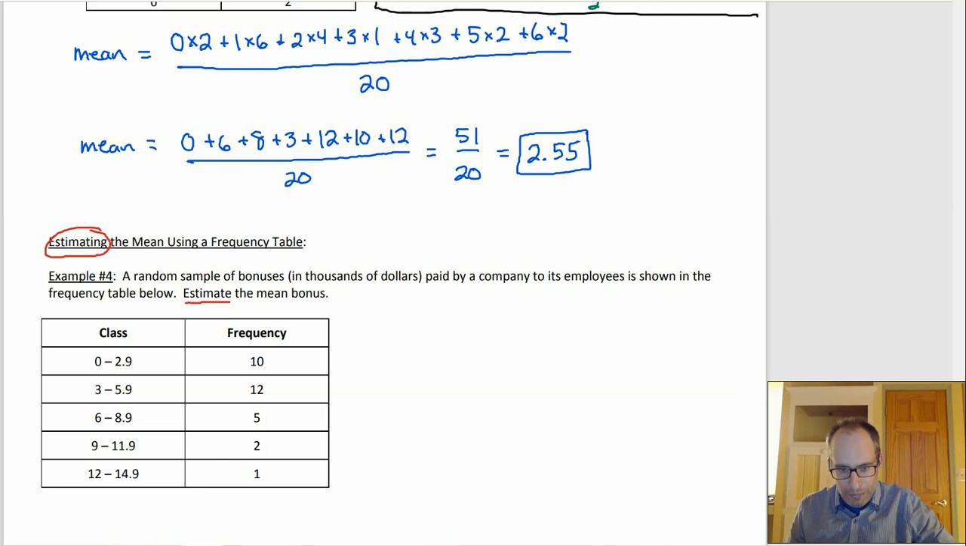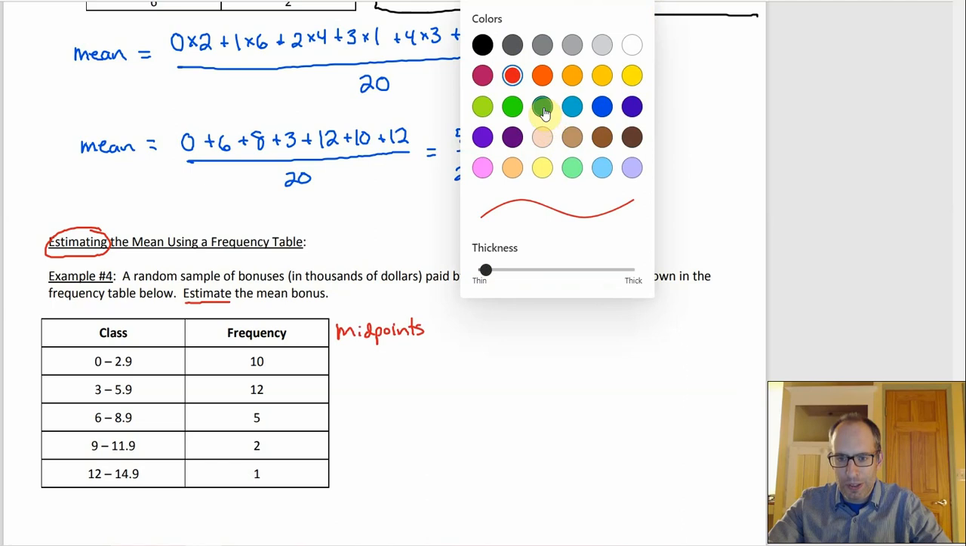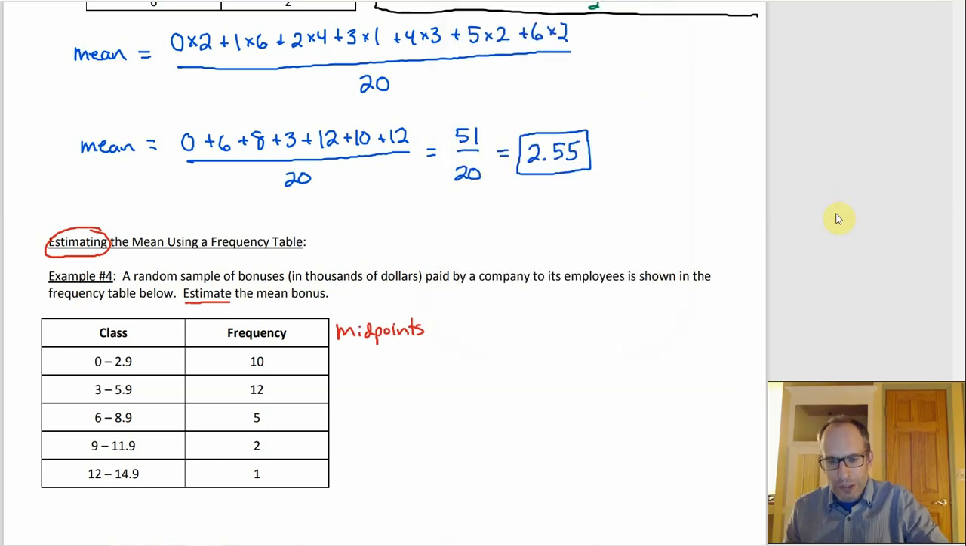All right, so we're just going to need midpoints for these first few classes. I guess green, that's fine. So like for the first class midpoint, it would be 0 plus, you just average the 2 class limits, or the 2 endpoints. So 0 plus 2.9 over 2, which is 1.45.